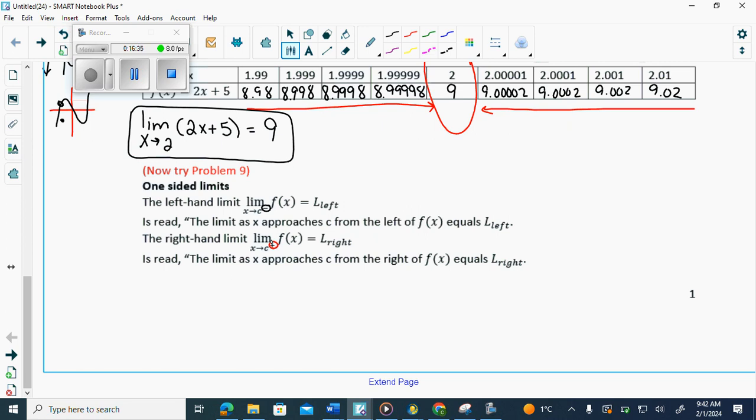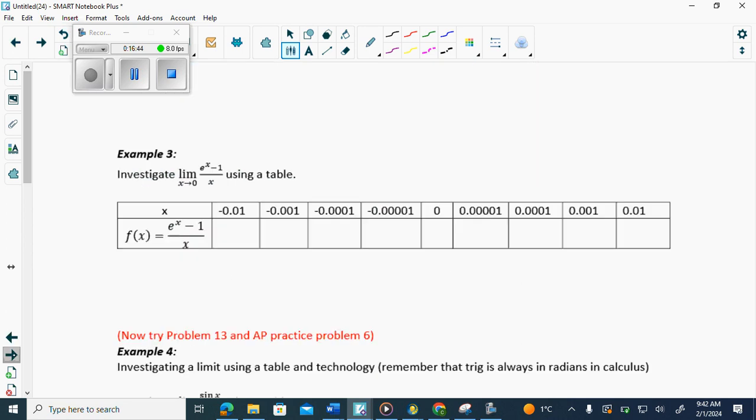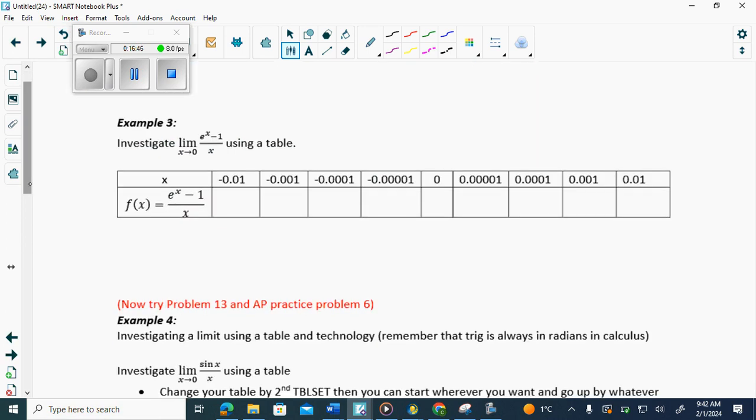If the right and the left approach the same values, then the limit at that value exists. If not, you have one-sided limits, but you may not have a limit at that actual value. All right. So we're going to go look at this one. Type that one into your calculator. We're doing a table for this one.